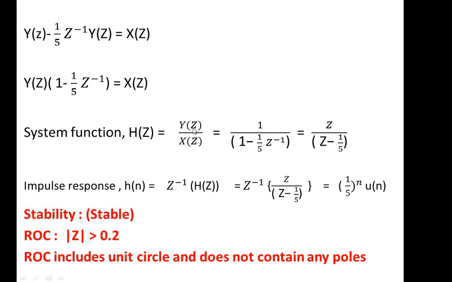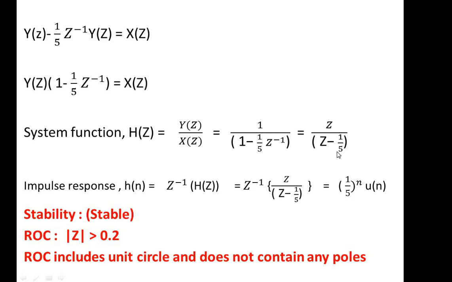So the ratio of this output by input we used to call a transfer function in control system, but here we are calling that a system function. So at last we are bringing that h of z into the normal basic standard sequence. So now we can take the inverse of this h of z. If we take the inverse of h of z, we will get h of n, that is the impulse response. And we know the formula for this one.